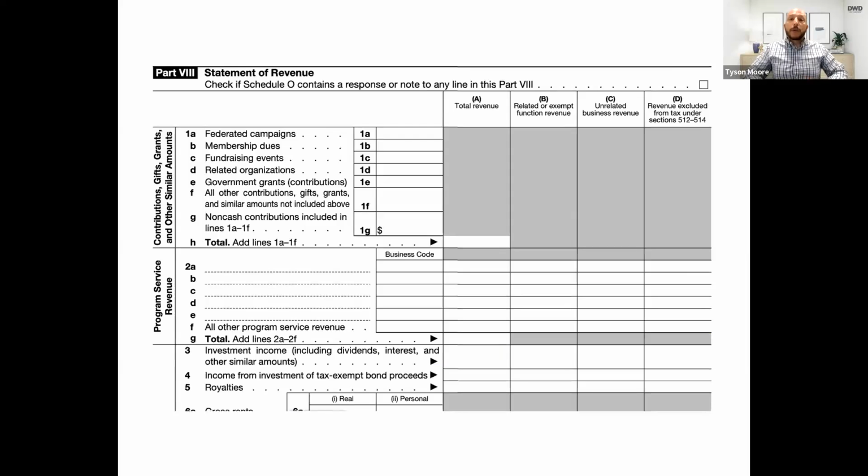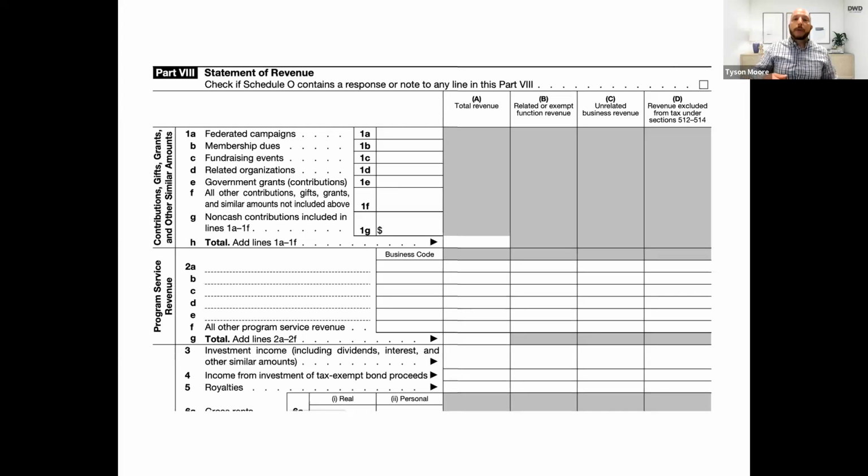Next, we get into the statement of revenue. As you can see, all the stuff we talked about so far really has nothing to do with your numbers or your financials. They want to know about the organization's mission, its program, its governance, and its policies. Now we finally get to revenue. This is the top part of the statement of revenue.